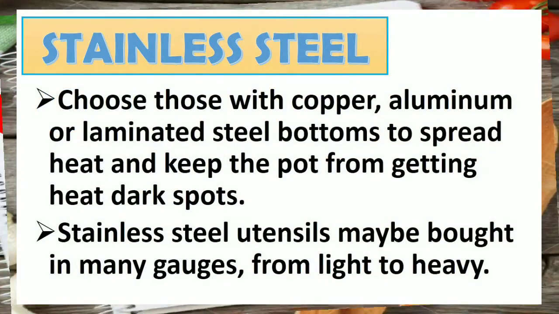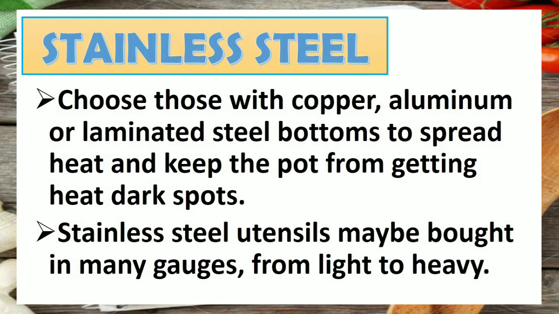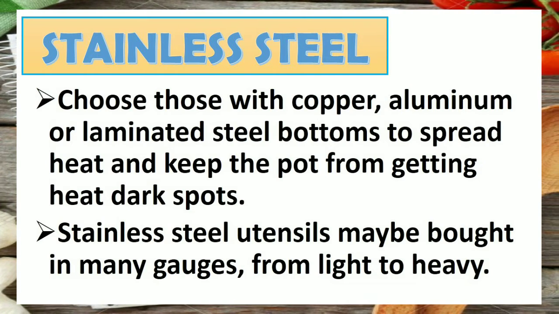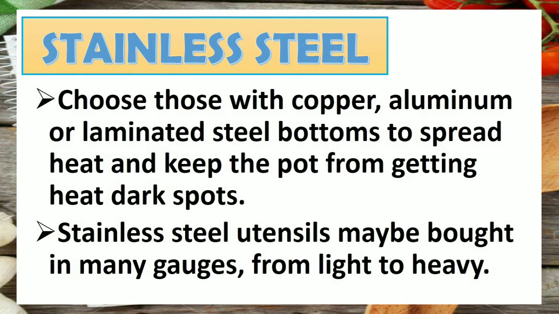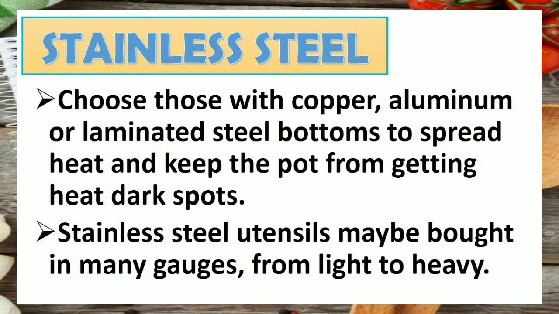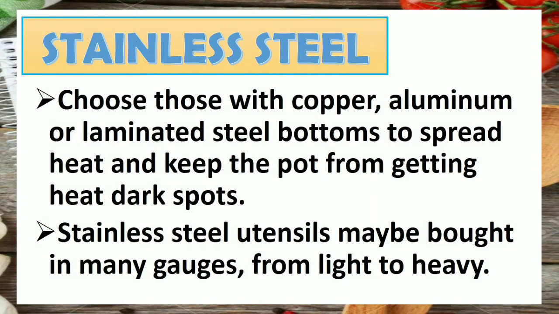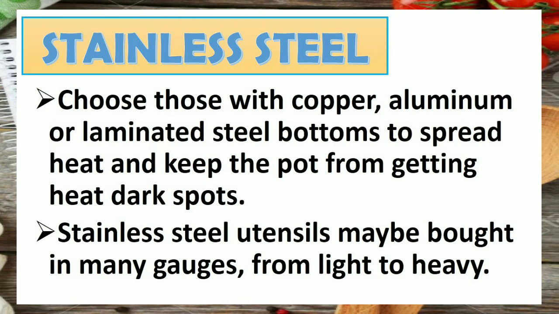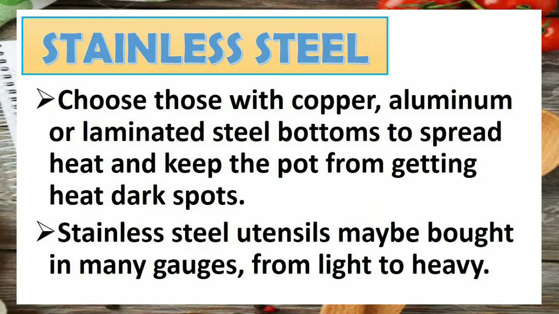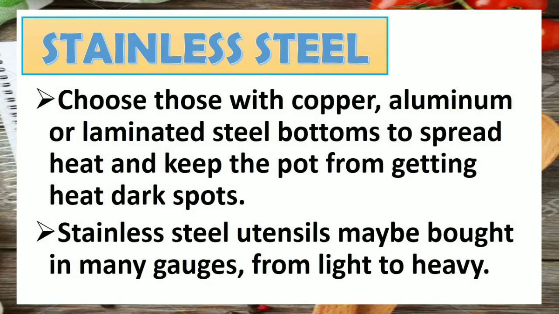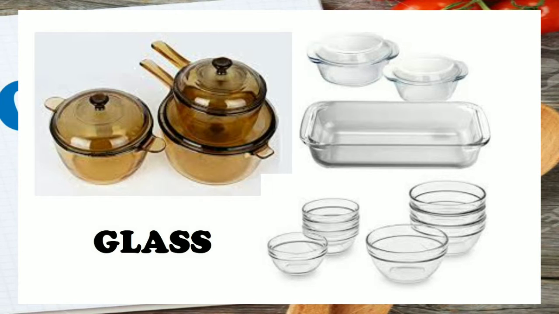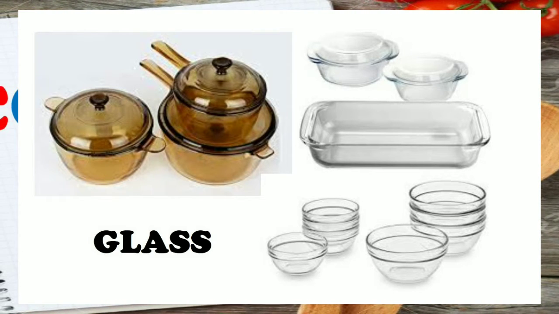And choose those with copper, aluminum or laminated steel bottoms to spread heat and to keep the pot from getting heat dark spots. And lastly, stainless steel utensils may be bought in many gauges, from light to heavy. The light one is more affordable than the heavy one. Okay, next, about this. Do you have this? And can you afford this?